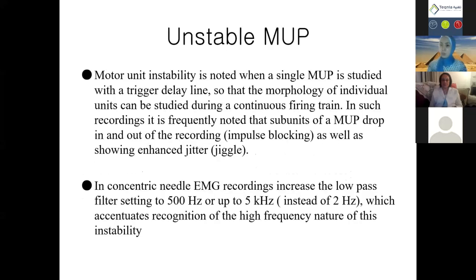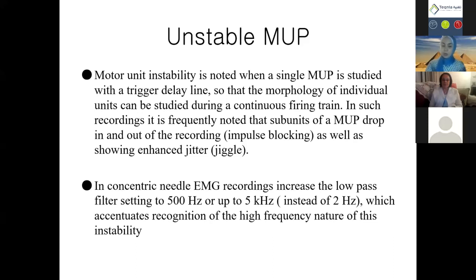What's an unstable motor unit potential? This is another term that's now accepted as a sign of chronic denervation if we have active denervation with it. It's a motor unit instability. Basically, if I find a single motor unit potential and I raster it by a trigger delay line so that I can see the different firings, I'm going to show you a picture now. We'd find that in the repetitive firing of the same motor unit, there is a change in its morphology, okay, blocking, as well as enhanced jitter, or we call it jiggle.